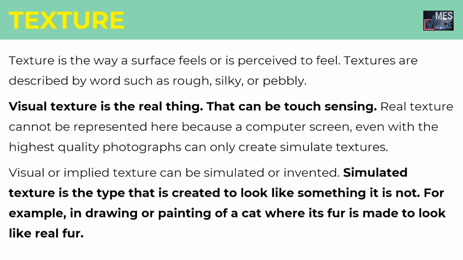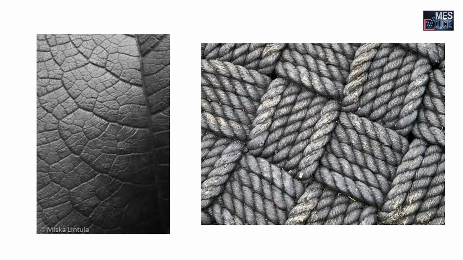Stimulated texture is the type that is created to look like something it is not. For example, in a drawing or painting of a cat, where its fur is made to look like real fur. This is the example for texture.